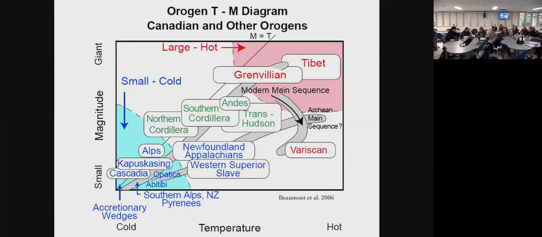The Appalachian system, the Southern Alps of New Zealand, fairly cold down here. You could try to think about Archean origins, if you believe there was modern style tectonics operating in the Archean with a higher heat flow. The orogenic path of Archean origins may have this line right here with a much greater generation of heat, for example, and conversely not being able to sustain as thick a continental crust because the rocks are too hot.